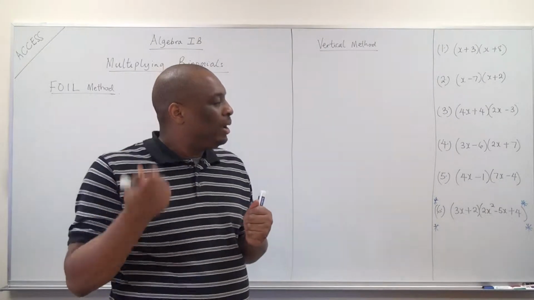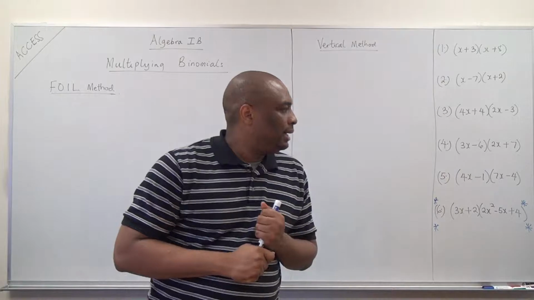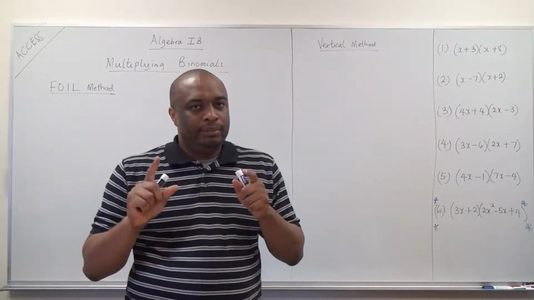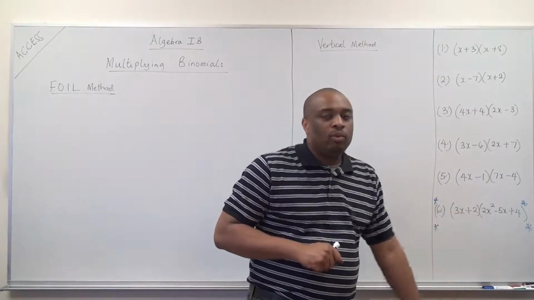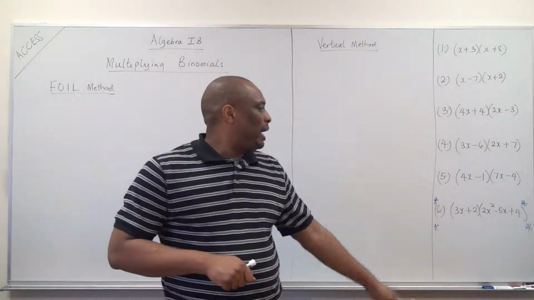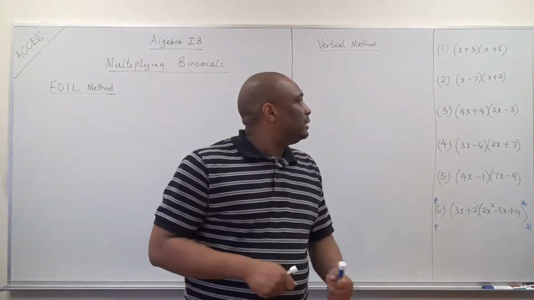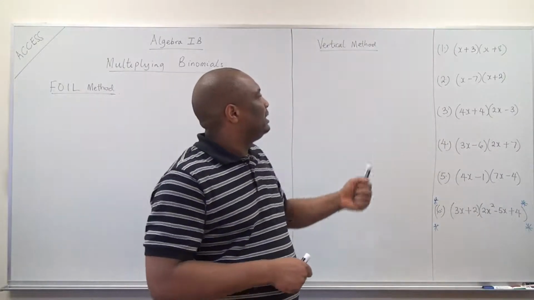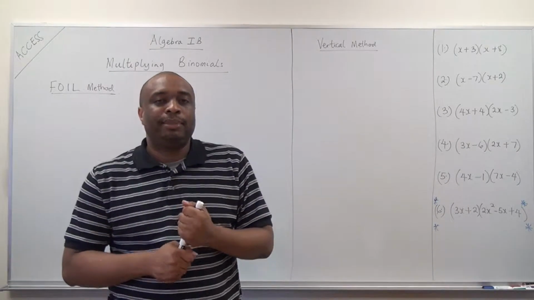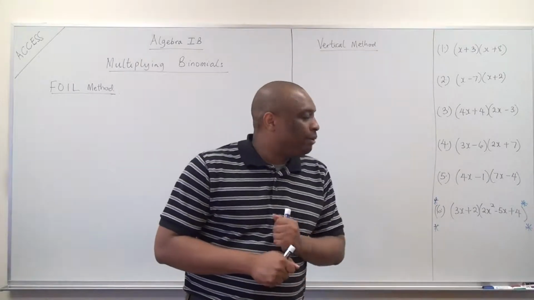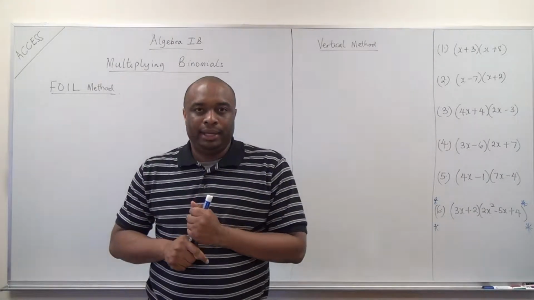If you look at the questions that you have, number 6 is actually not binomials. The first polynomial is a binomial and the second one is a trinomial. So that's why I put asterisks in that. The first 5 questions are binomial times binomial. The same thing with question 2 up to question 5. They are all binomials times binomials. But the 6th one is binomial times trinomial. So just to let you know about it.